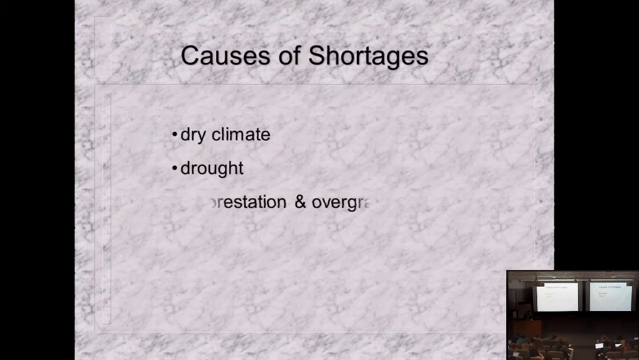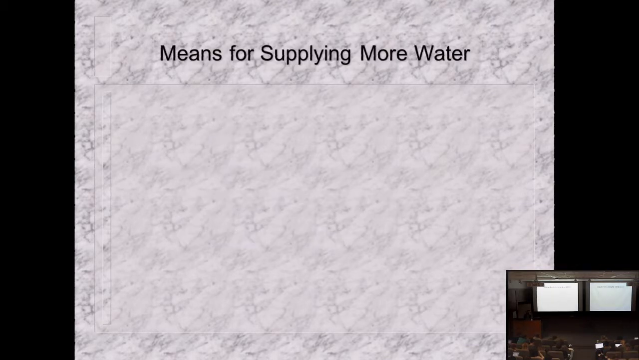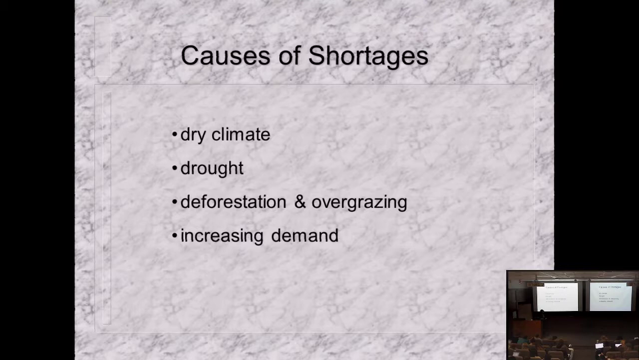So what are the causes for shortage? Half of them are natural, right? A dry climate. When people move to a dry climate, there are many good things about living in a dry climate. Having a surplus of water is not one of them. So when you start to move more people into an area that has a water deficit, you have a shortage.